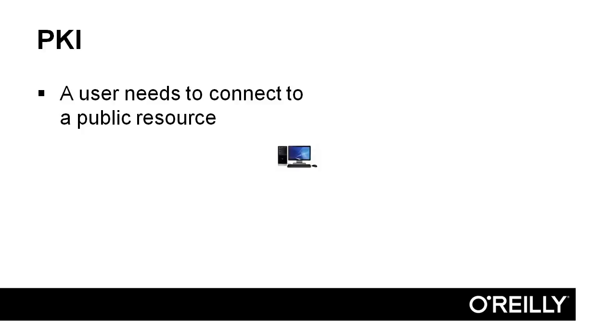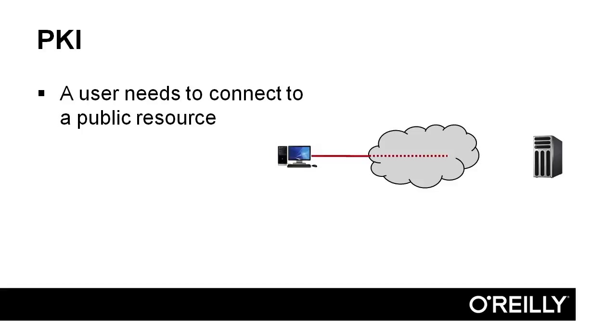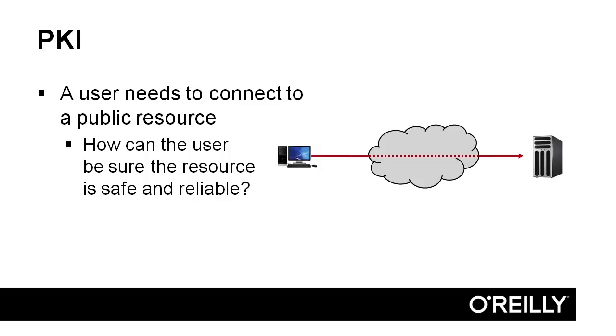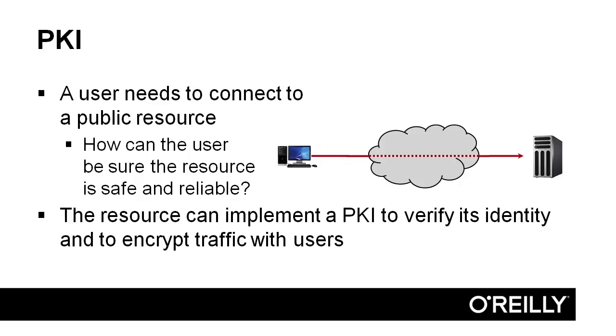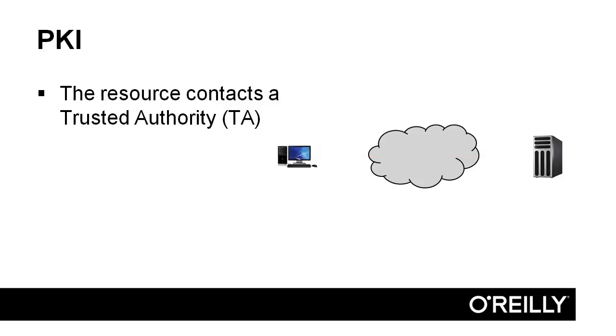A user wants to connect to a public resource, right? So they've got to connect through the internet to this web server. Maybe they're going to purchase something. Maybe they're going to enter into a contract. They're going to work for this person, whatever. And they need to somehow be sure that that resource is safe and reliable. Well, how can they do this? Well, the resource can implement a PKI to verify its identity and to encrypt the traffic with the user.